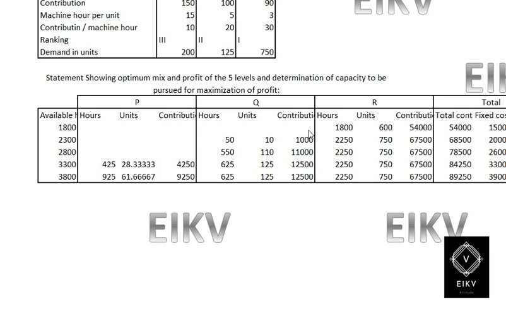We have 1800 hours, and as you all know, we have given the ranking as 1 for product R. So the first priority we should give is to product R. The machine hours for product R should be allotted first, which is 3 per unit. So the total quantity is 750 units. So 750 into 3, which gives the total contribution as 54,000.